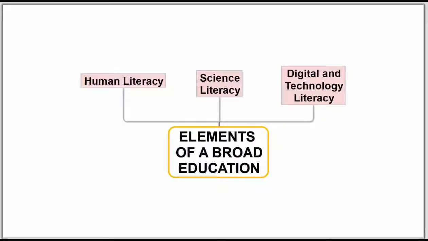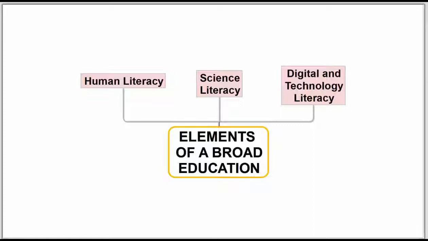Let's look at the elements of a broad education. First of all, what is literacy? By literacy, we understand the ability to function with an acceptable level of knowledge in a given topic. So we have human literacy that refers to topics like literature, history, philosophy, the arts, music, painting, languages. All these subfields constitute what makes part of the human literacy.